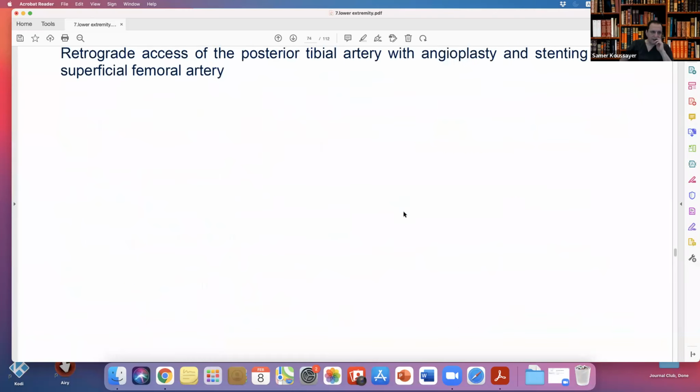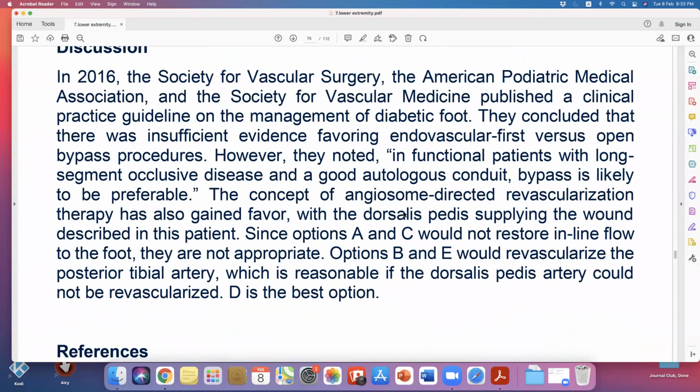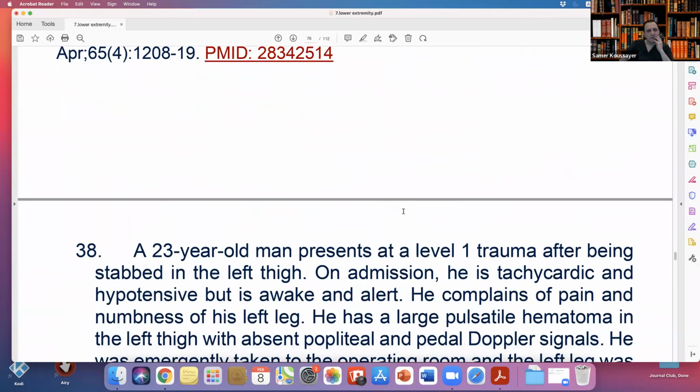But Sam, who is Ahmed? We'll come back to you. Let's see what the right answer was, above knee bypass. Okay, let's go to 38.